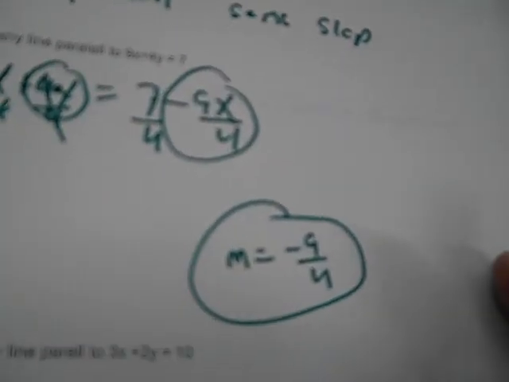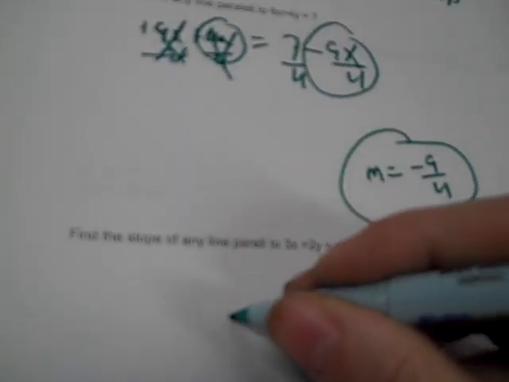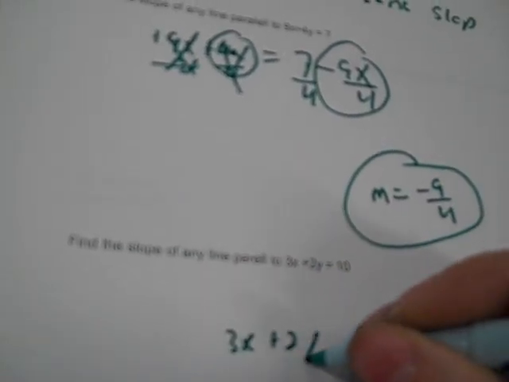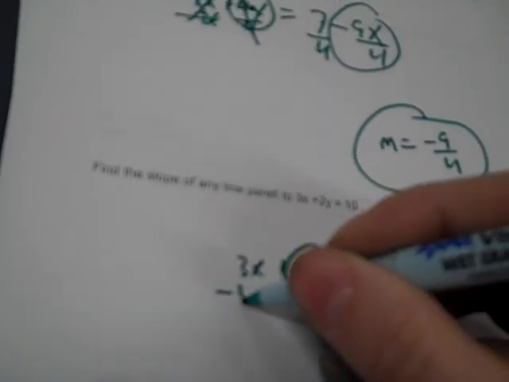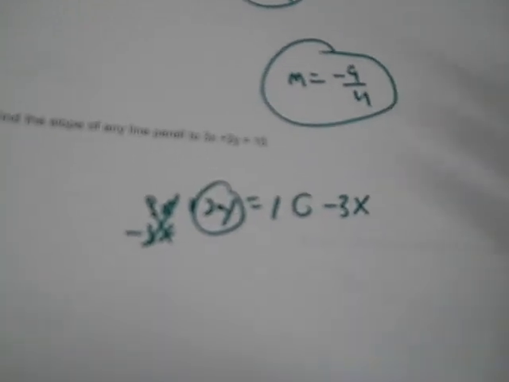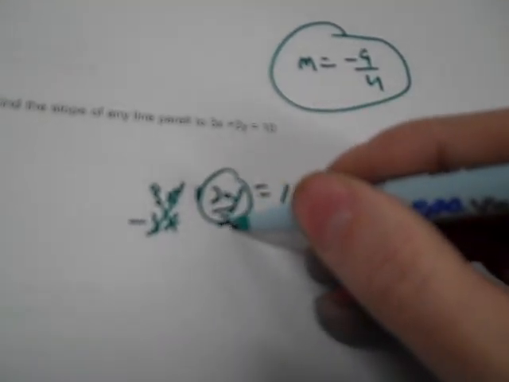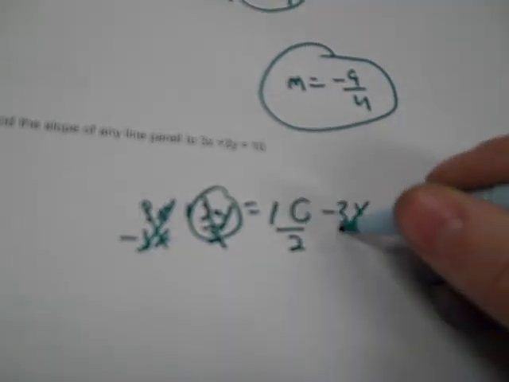That's the slope of any line parallel to this line. Okay, next one, 3x plus 2y equals 10. So I isolate my y. I subtract 3x. Okay, and then I'm going to divide by 2. Then I divide 10 by 2 and that by 2.